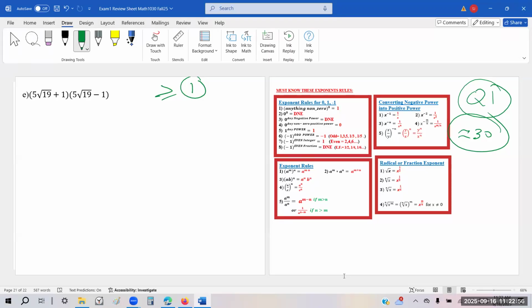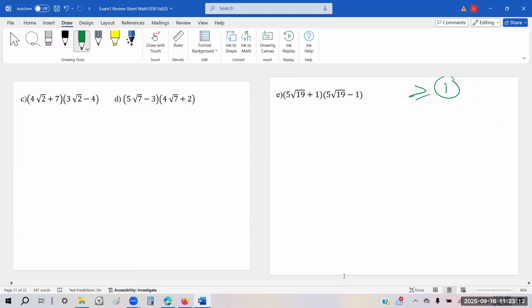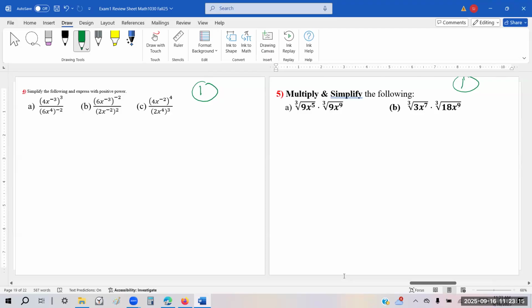Wait, so there's going to be like 30 of them, right? So how much do they count for? This 30 will have 1 point each. So this is 30 questions, 30 points here. And then the rest are 70.